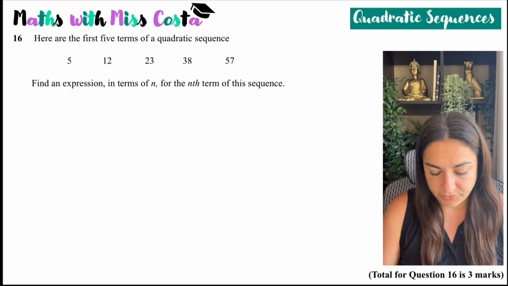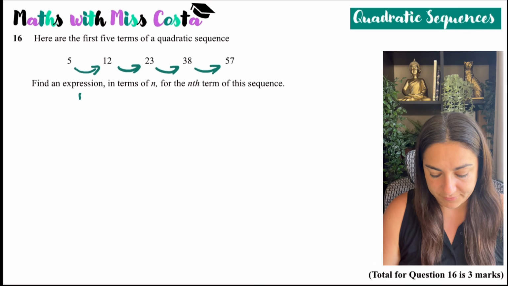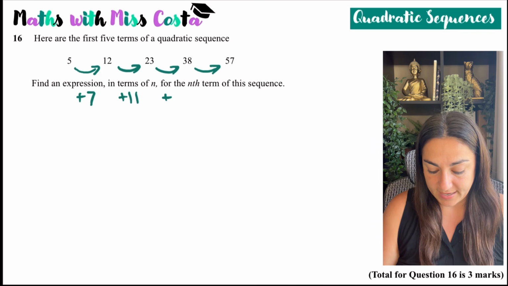When I look at a quadratic sequence, the first thing I want to do, just like with a linear sequence, is notice what the difference is. From 5 to 12, what's happening? I'm adding 7. From 12 to 23, I add 11. From 23 to 38, I add 15. And then from 38 to 57, I add 19.